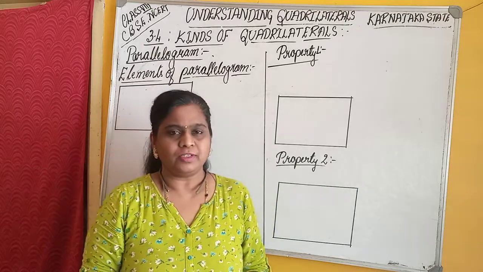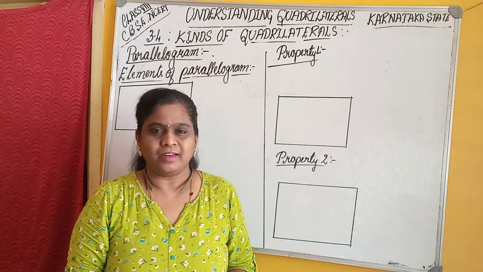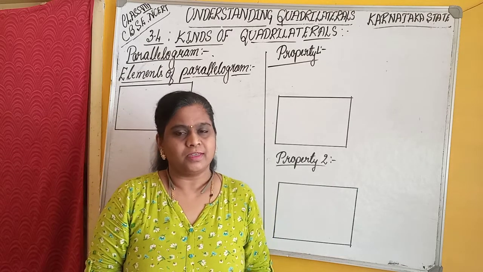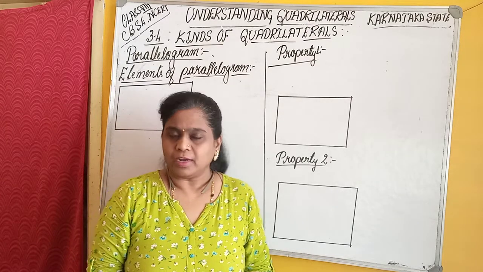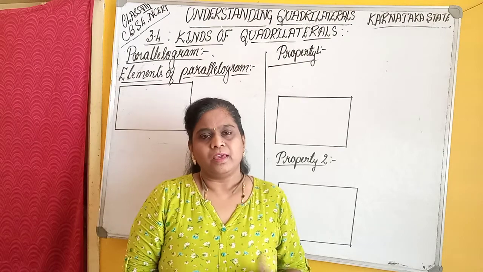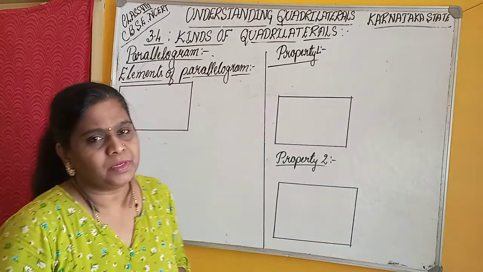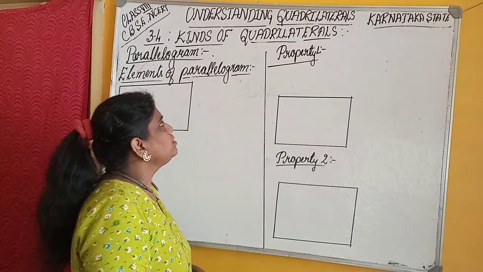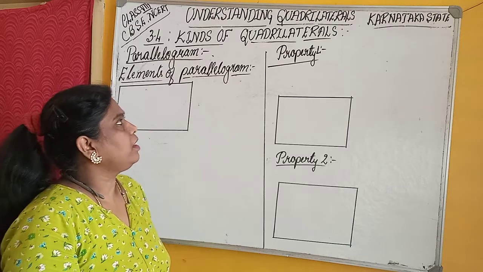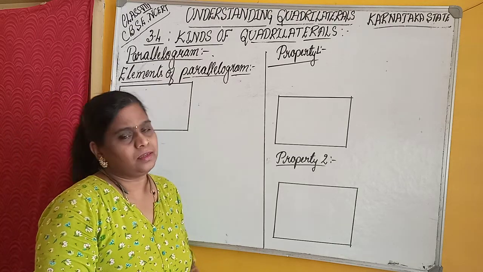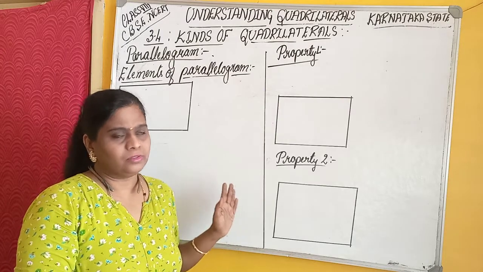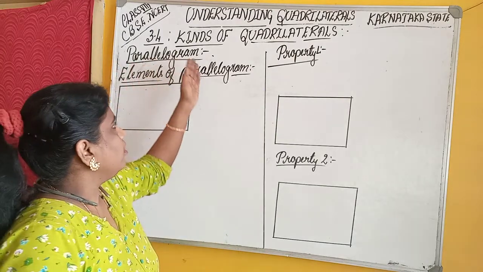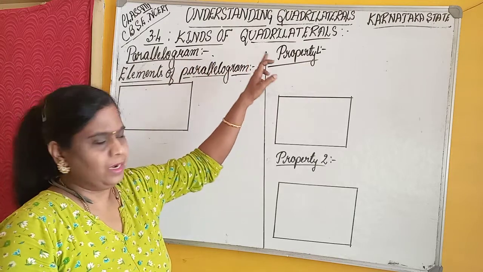Easy Maths JYOTHI.I.S.B.SC. It's a class for 8th standard students, CBSE NCERT syllabus and also for Karnataka state students. In this, the chapter name is Understanding Quadrilaterals. Under that, we studied the kinds of quadrilaterals. In that, we are studying in detail about the parallelogram. It is one of the quadrilaterals.